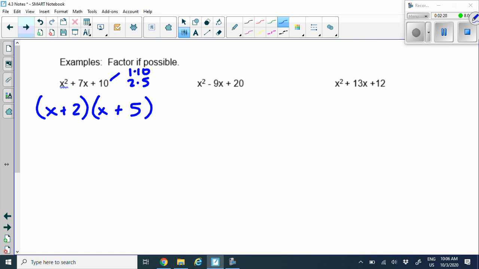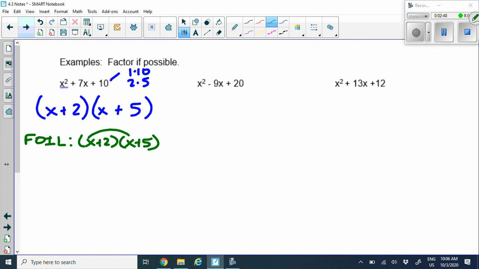Now, let's say you don't know if your answer is correct. Well, what you can do is use the FOIL method. Another way is you're just distributing each term in that first set of parentheses to each term in the second set. So we're going to FOIL just to make sure we factor this correctly.